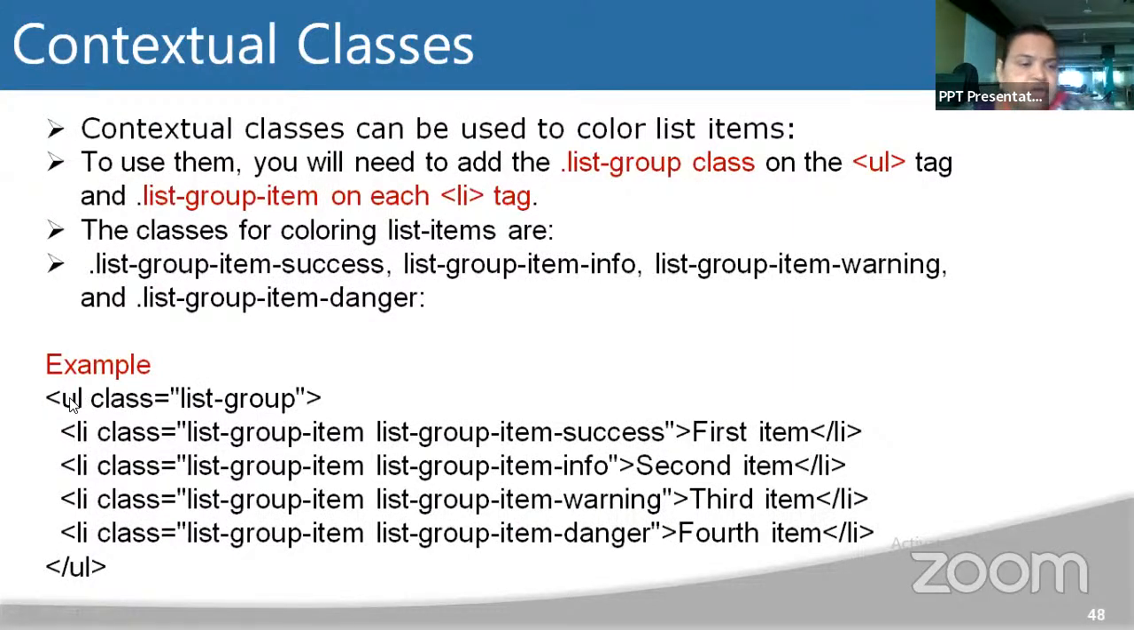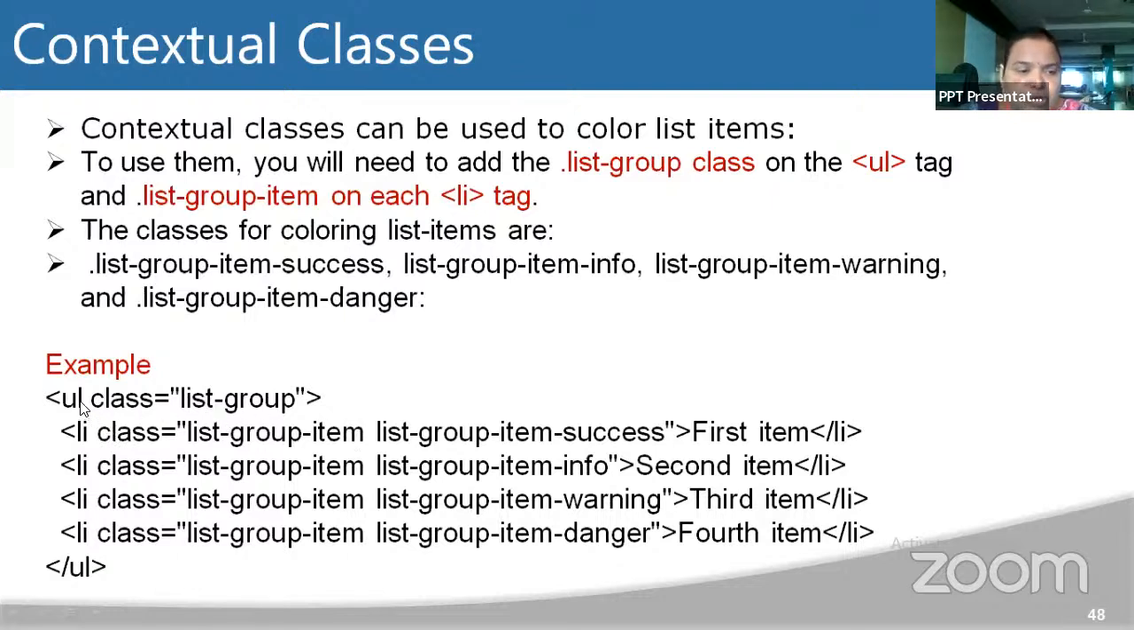See here, the unordered list with class equal to list-group, a basic example of a list group, and each li with class equal to list-group-item. This is the general basic example. Then list-group-item followed by success is the color representation. Each class is for a different color representation. This is for the basic representation.